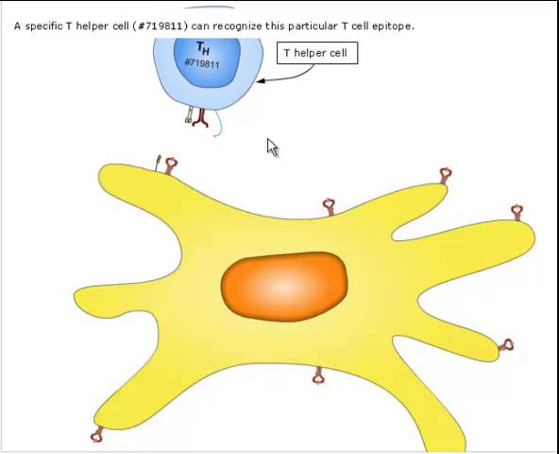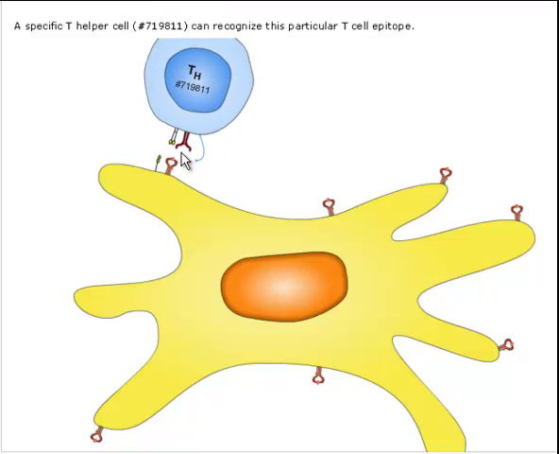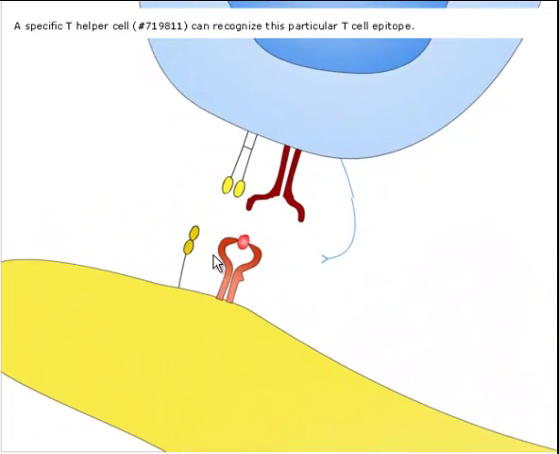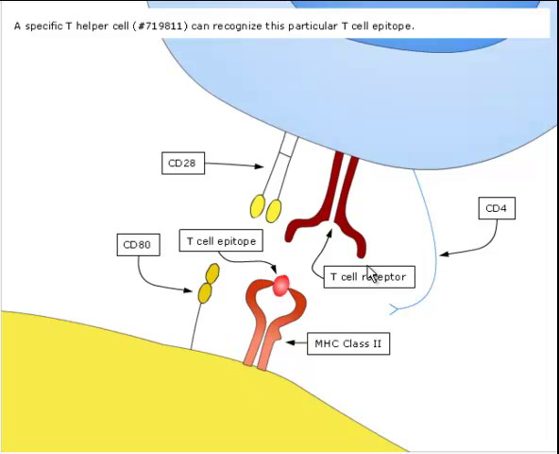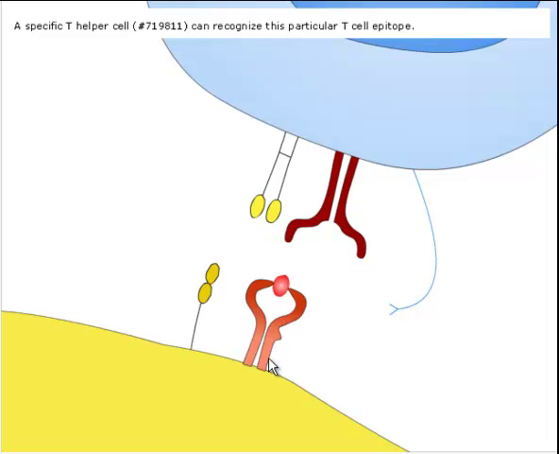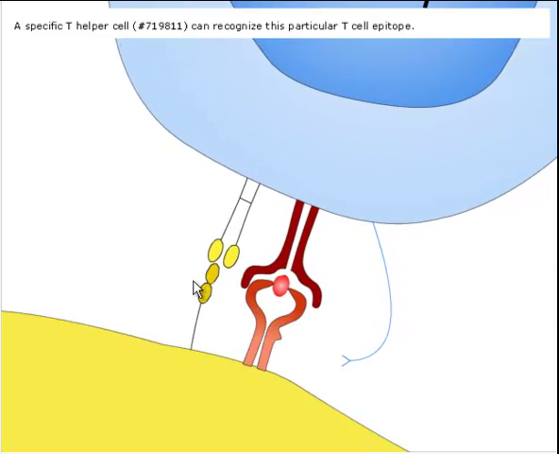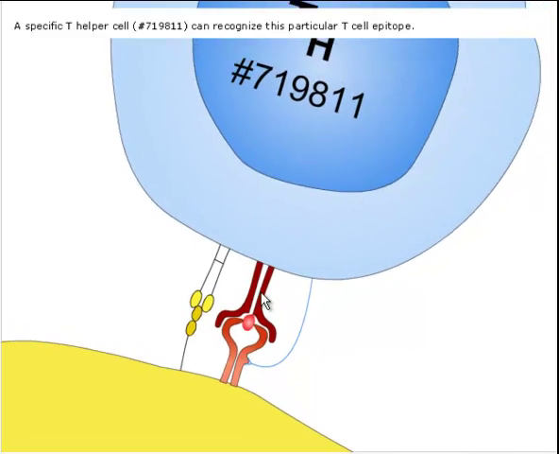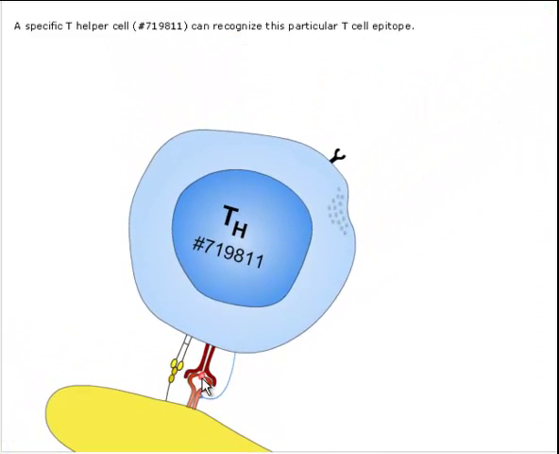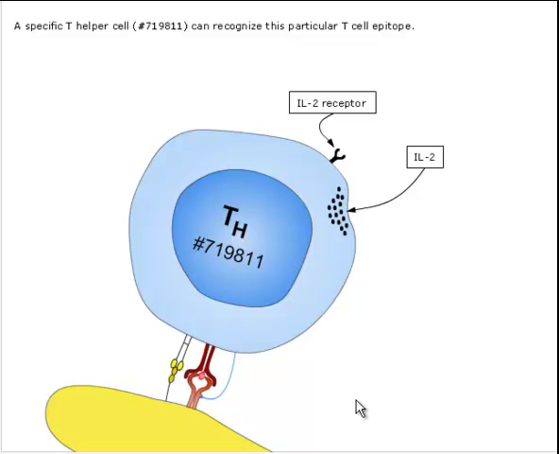So then when a T helper cell comes along, it's got a recognition protein that's going to actually recognize the major histocompatibility complex. So here's our T cell receptor. There's a CD4 protein that's going to help recognize the major histocompatibility complex. And the docking station over here is going to help line up and recognize this antigen. So this specific T helper cell is very specific for that antigen that comes from that foreign bacteria.